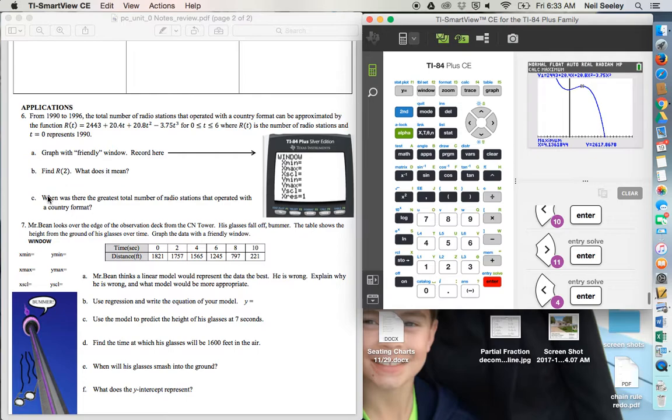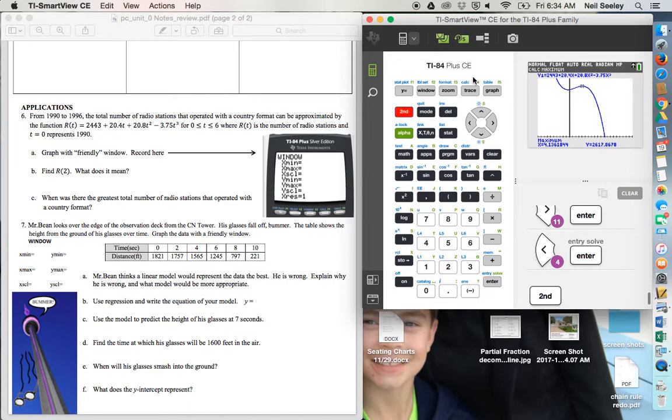So it asks when was the greatest number of radio stations in the country format, and you'd say about 1994, roughly, because the X at the maximum represents the year. I wish I could make a T for you guys, but I can't. It's about 1994. The other question, part B, you could actually have found r of 2, which we did in the table.